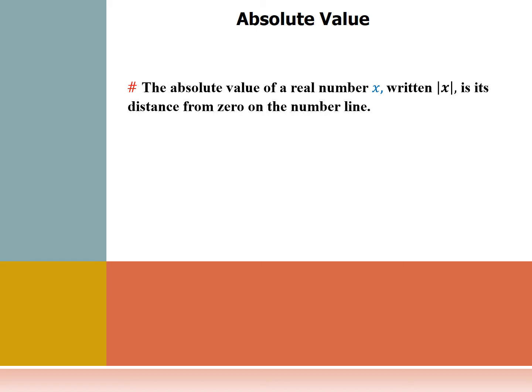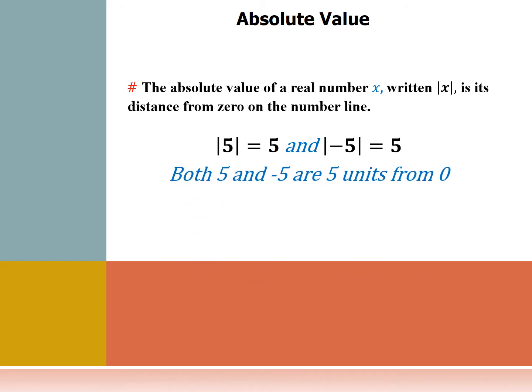The absolute value of a real number x, written with this symbol, is its distance from 0 on the number line. That means the absolute value of 5 is equal to 5, and the absolute value of negative 5 is equal to 5. So the distance couldn't be negative. It should be 5 units, 3 units, 6 units, like this. It's impossible to get a negative distance. Both 5 and minus 5 are 5 units from 0.